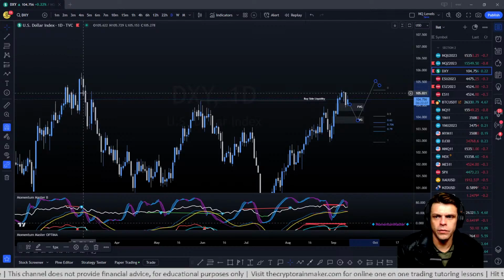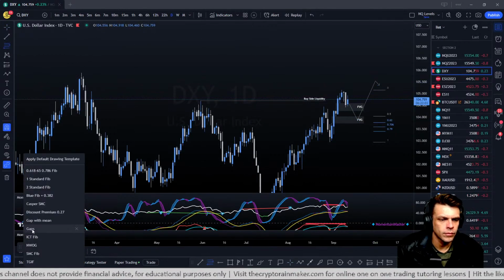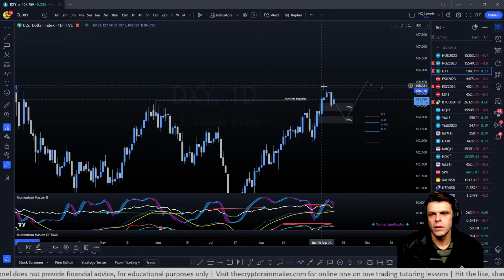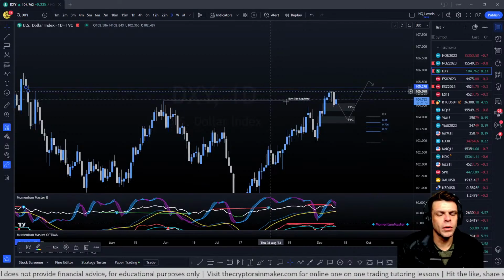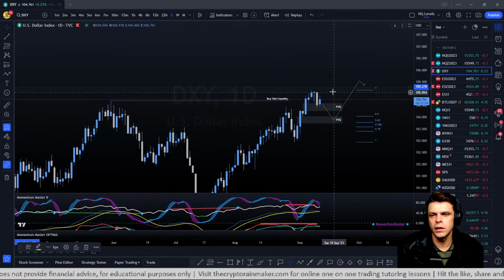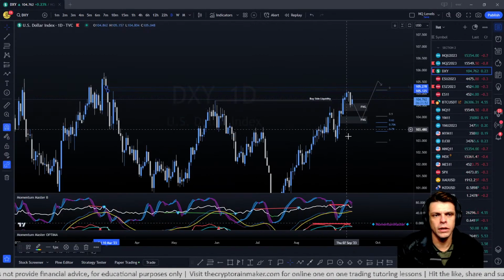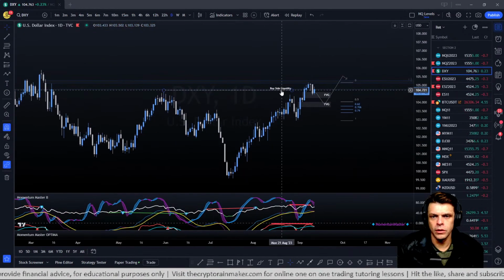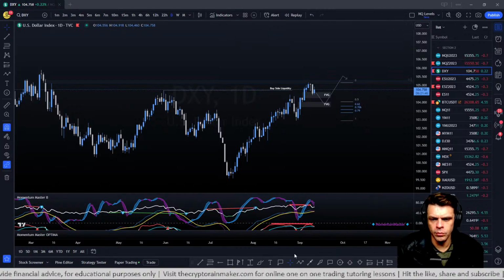Okay, so we had that volume imbalance that we already tapped into. Right here. We got that rejection. So I'm going to keep it there because that can act as potentially as resistance again. Okay, so this buy side liquidity that already came for.